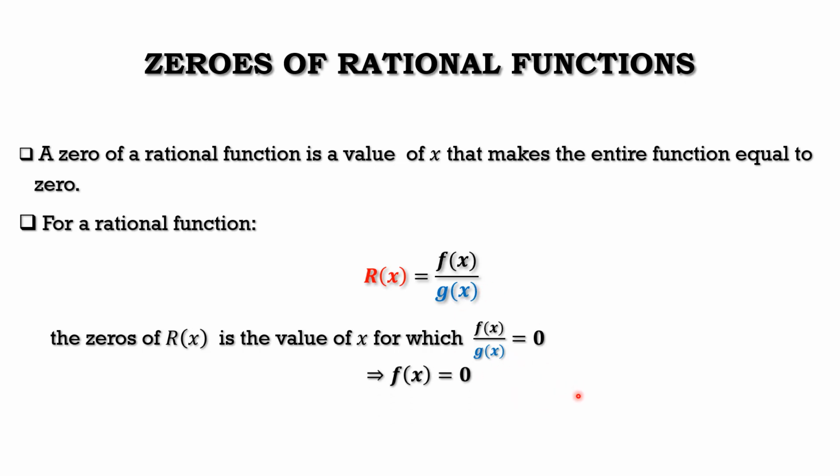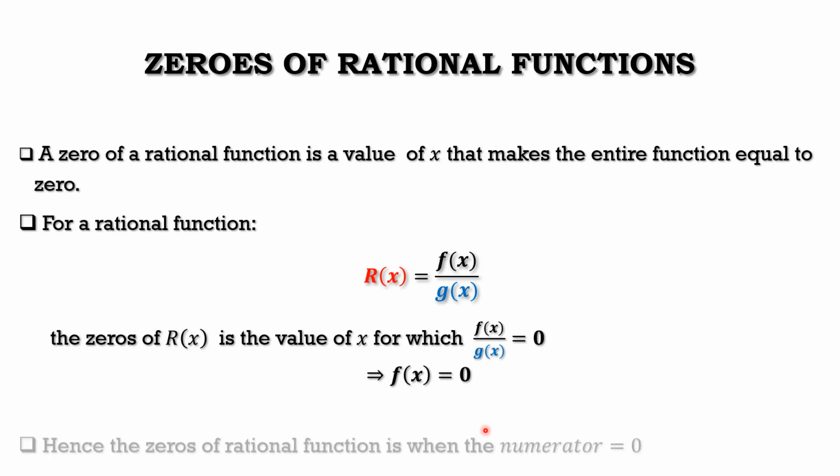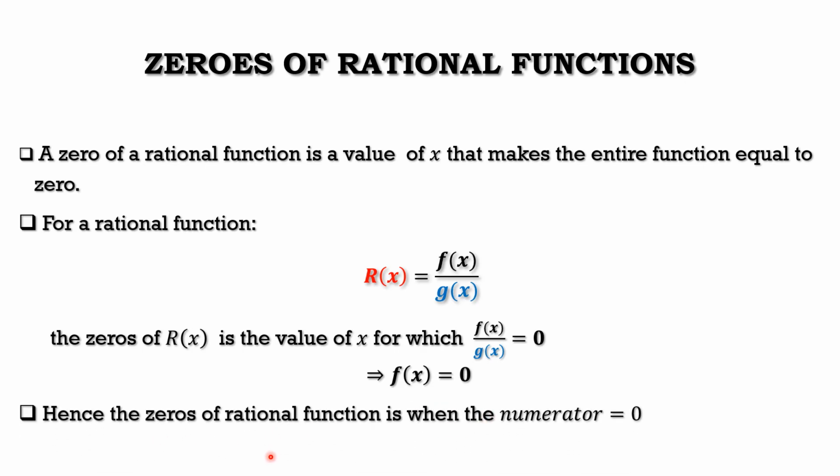So when you practice algebraic simplification or cross multiplication, we are going to analyze that g of x will multiply the 0 and the result will be 0, and f of x multiplying the 1 here, the result will be f of x. So it means that f of x is automatically equal to 0. Hence the zeros of a rational function occur when the numerator is equal to 0.